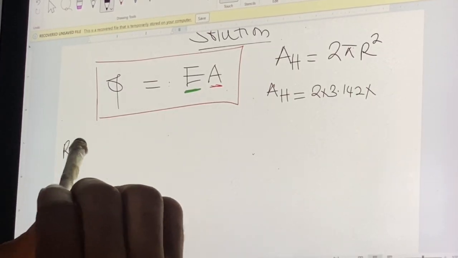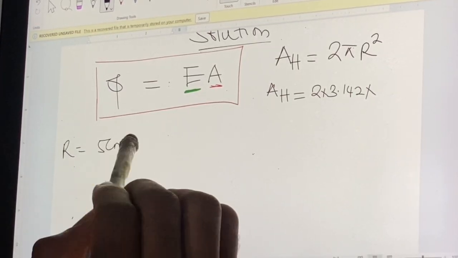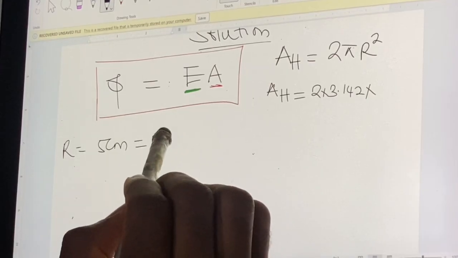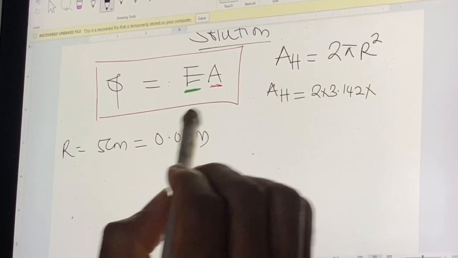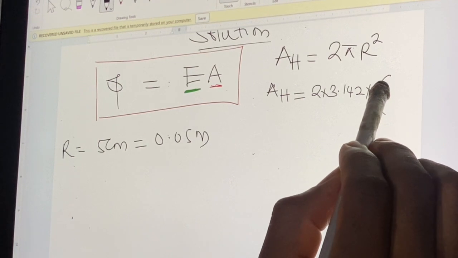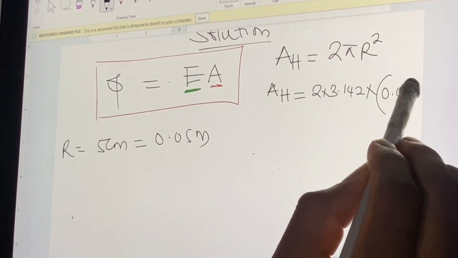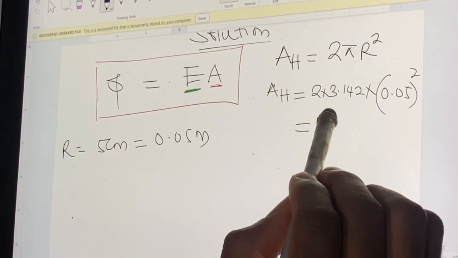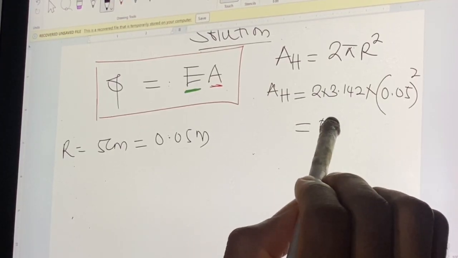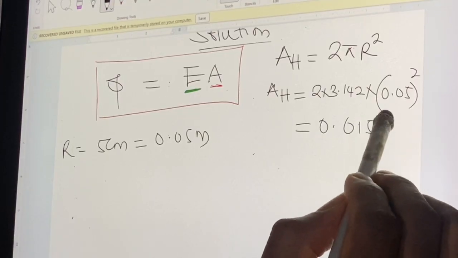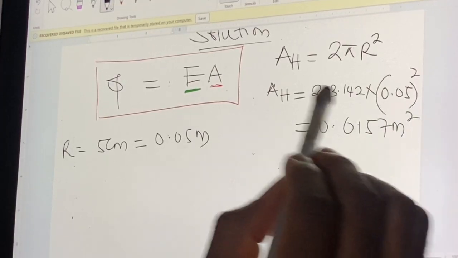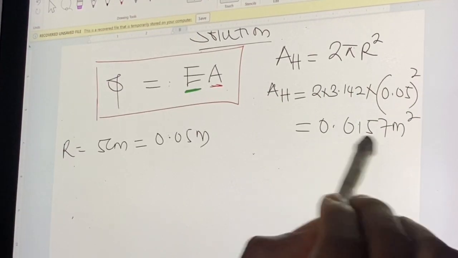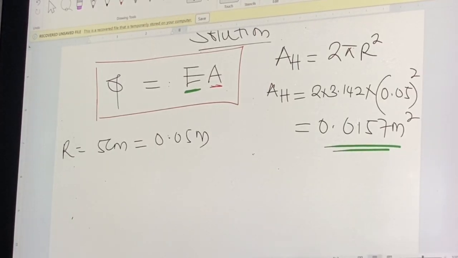The radius given to us here is 5 cm. Convert this to meter, this will be 0.05 meters. So replace it here. This will be 0.05 all squared. When you punch your calculator here, class, you have this to be 0.0157 in meter square. Class, this is the area of the hollow sphere or hemisphere. Please take note. So we are given the area here after calculating.